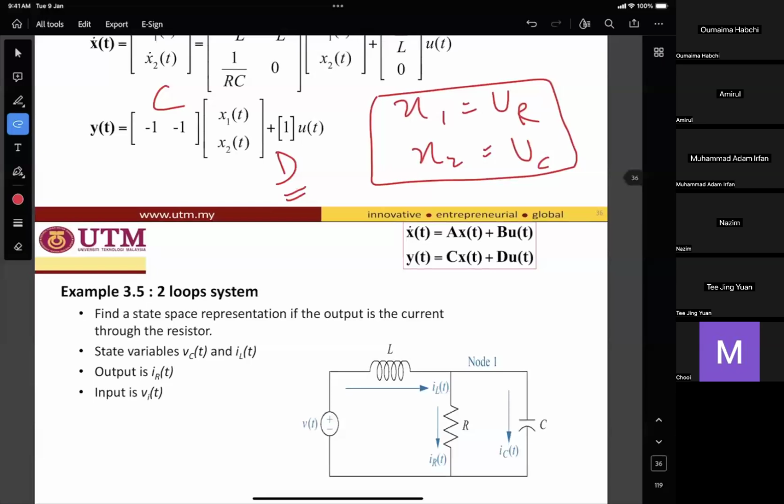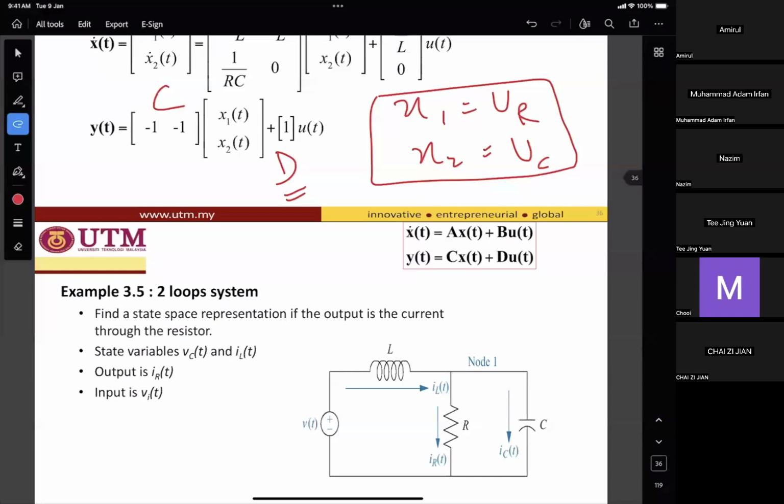RLC circuit, single loop. What is the effect if we change the two state variables? In case 1, x1 equal to q, x2 equal to I. In case 2, x1 equal to VR, x2 equal to VC. What is the changes that happen?